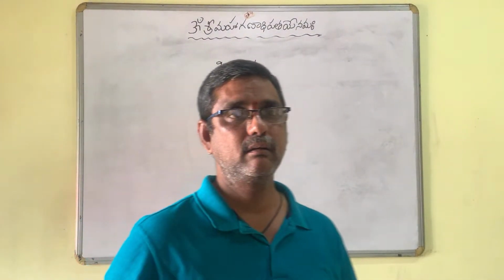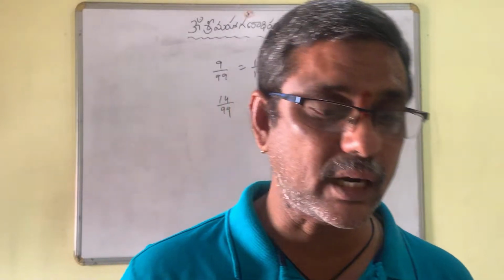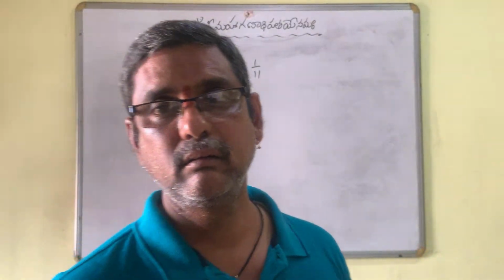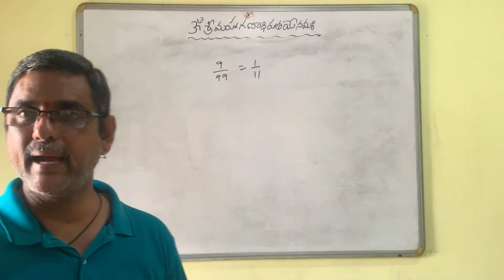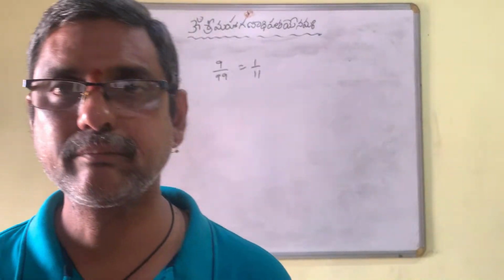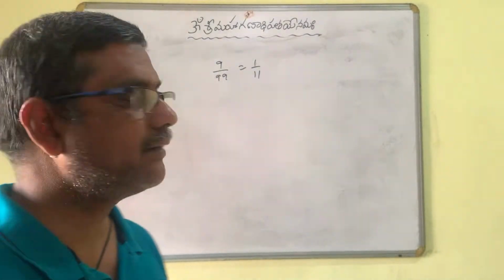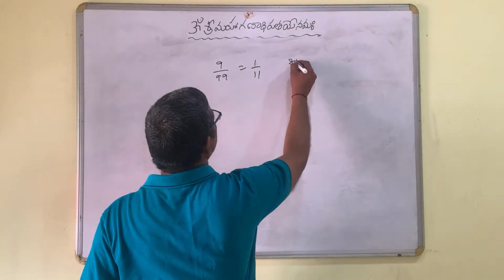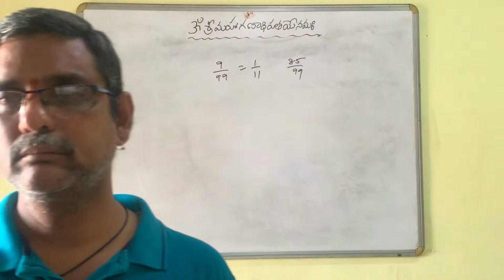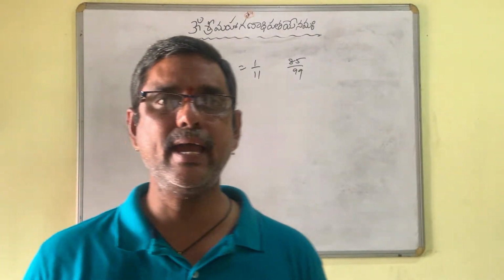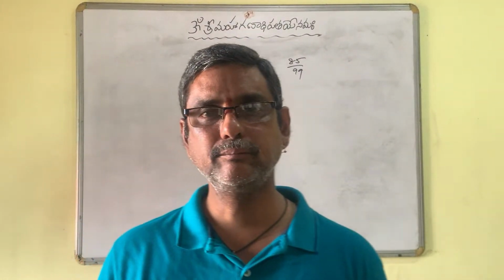Divisible by 7. Or not divisible by 7, he said. He is asking to find out not divisible by 7. Not. So how can this be 14 by 99? Maximum people wrote 14 by 99. 14 by 99 is divisible by 7. Not divisible by 7? 85 by 99. Okay?